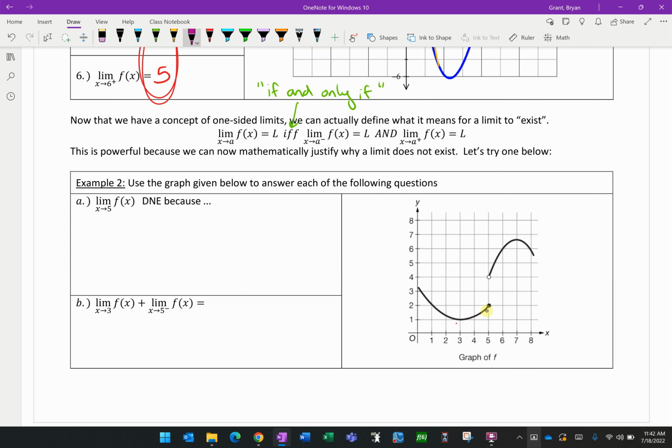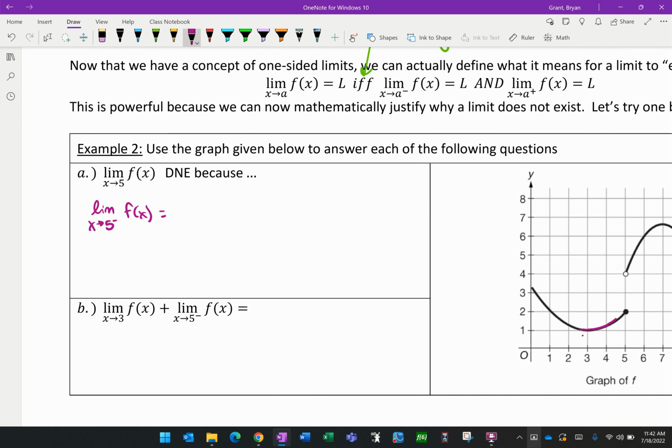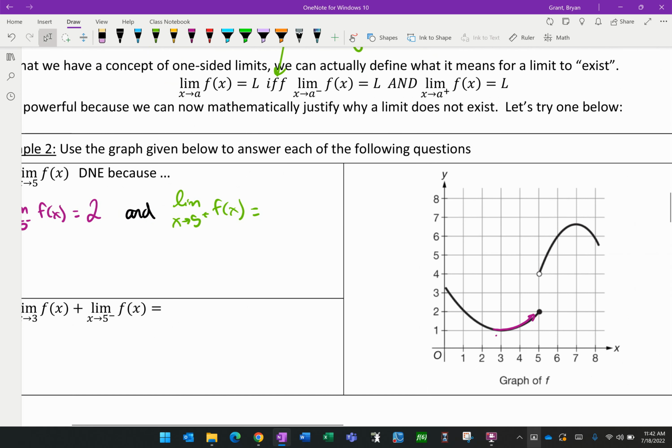We're going to find each one-sided limit at x equals 5, or as x approaches 5. So we're going to find the limit as x approaches 5 from the left side of f of x. And when we do that, we get closer and closer on the left side. We approach the y value of 2. And we're going to find the limit as x approaches 5 from the right side of f of x. And as we approach on the right side, we approach the y value of 4.